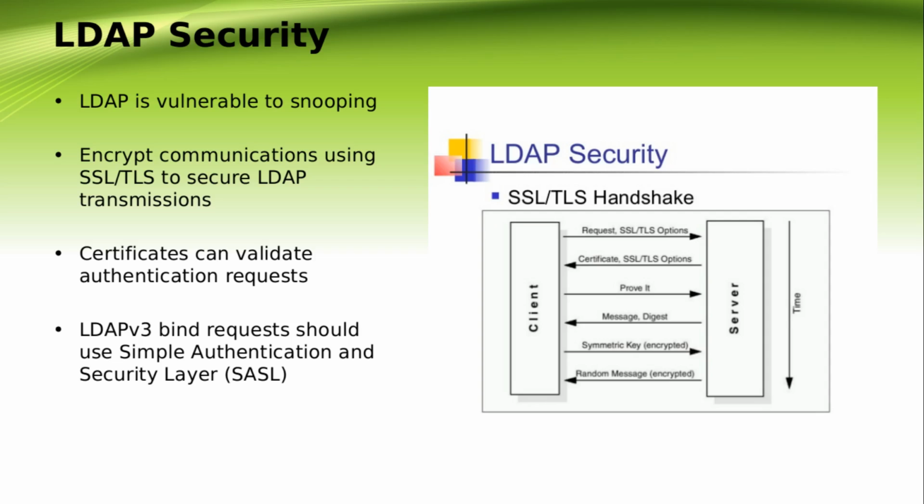So the first request: the client sends the SSL request, and then the server sends back the SSL option, the certificate, then the client sends the proof. So this is a certificate. And then the server sends back the message digest, and then the symmetric key encrypted and the random message. So this is a very good example of the SSL and TLS handshake in this topic.